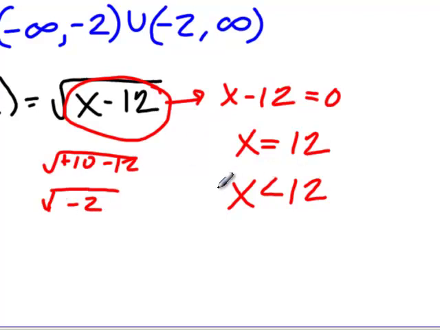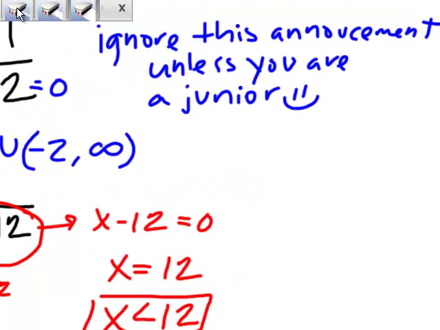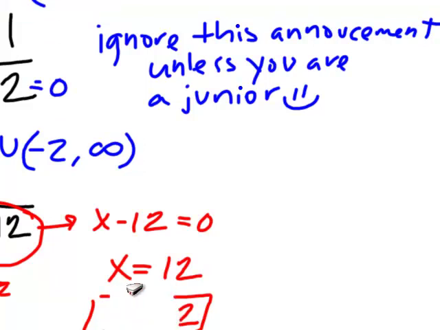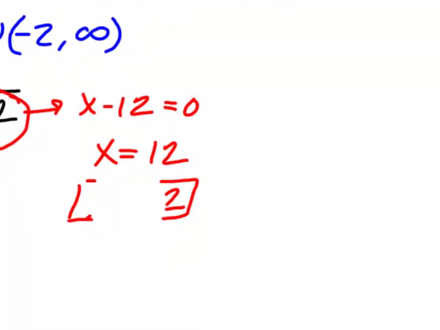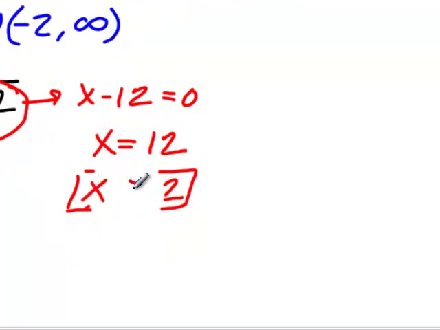No. So x has to be less than, oh, I messed that up. X has to be greater than 12, sorry. I said it right, I wrote it wrong. It has to be greater than 12. And it actually can be equal to, because the square root of 0 is 0.